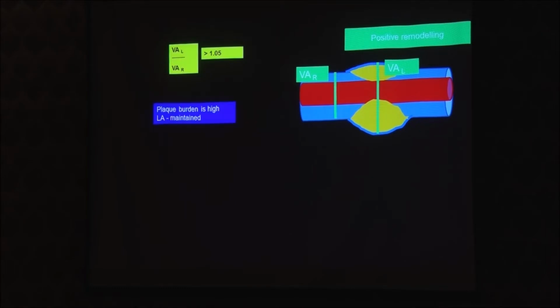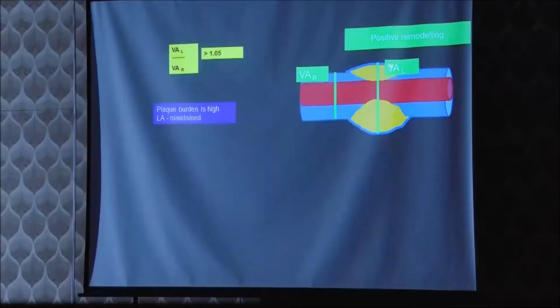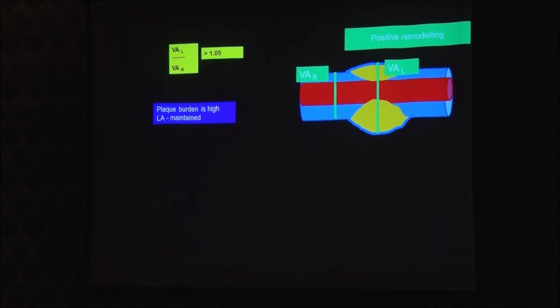So why is it important? What happens in positive remodeling? If you see here, this is the disease site. The vessel area at the lesion site is bigger than at the reference site. So this is a positively remodeled artery, and the ratio is more than 1. What you see here is the plaque burden is quite high, but the lumen remains normal. You wouldn't see any narrowing in the lumen. So that is a positively remodeled plaque.